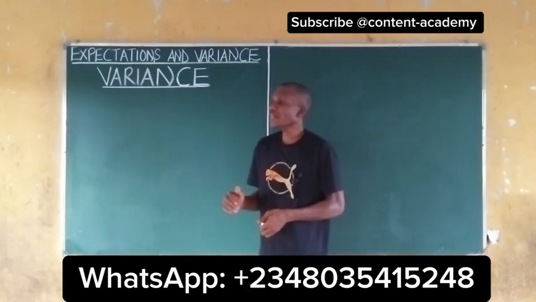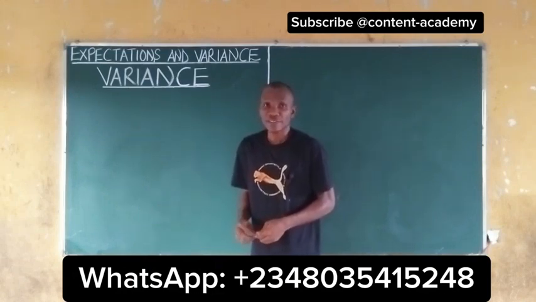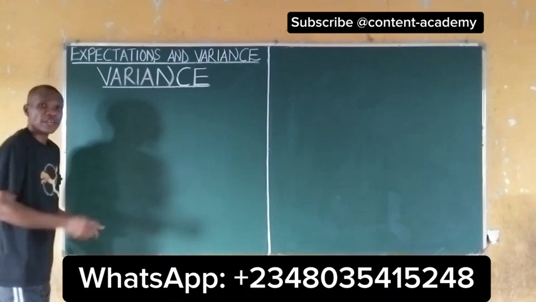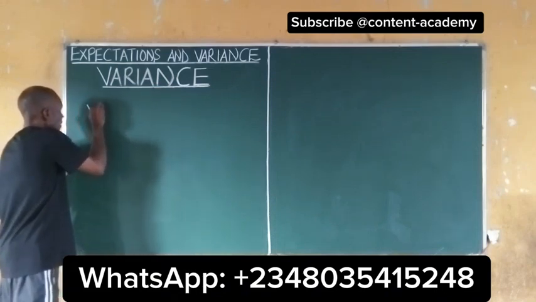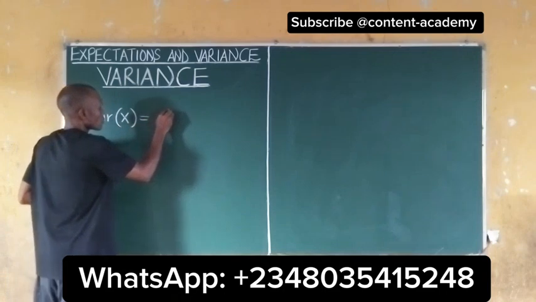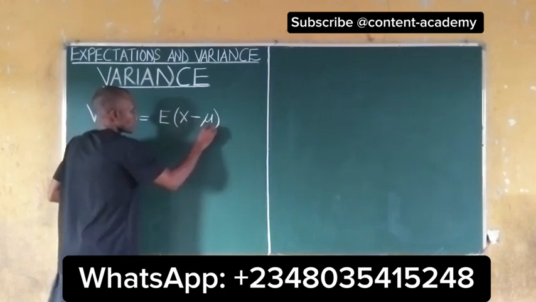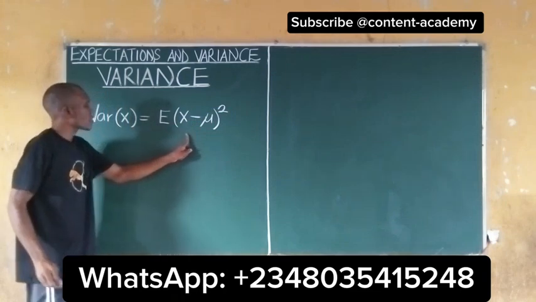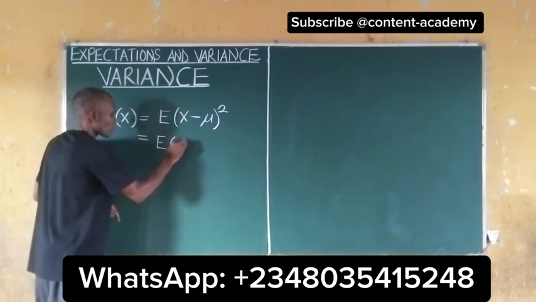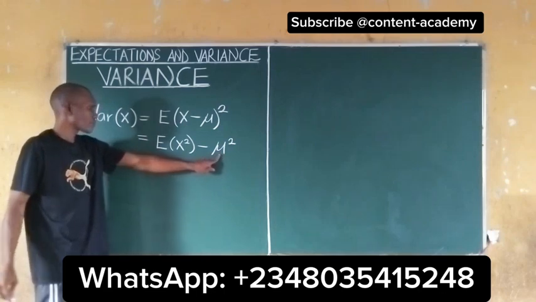In this video, we'll take a definition for the variance. If x is a random variable with a probability mass function of f of x, it then means that the variance of x is equal to the expected value of x minus mean all squared. This is the definition of variance, and it can be written as the expectation of x squared minus mu squared, where mu is the mean.